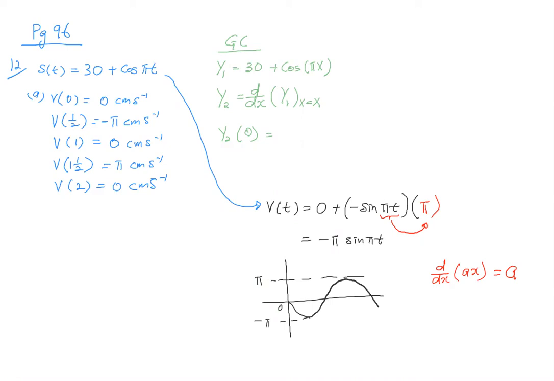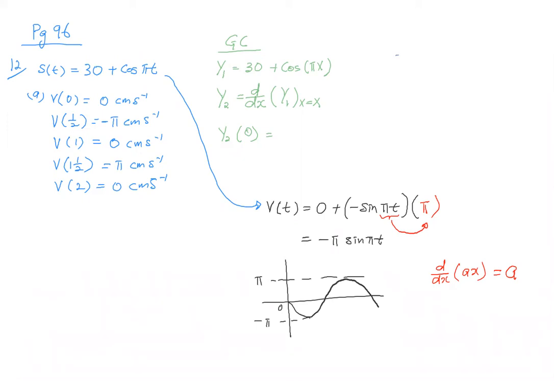Okay, so now let's look at part B. Find the interval when the cork is falling. What do you mean by falling?